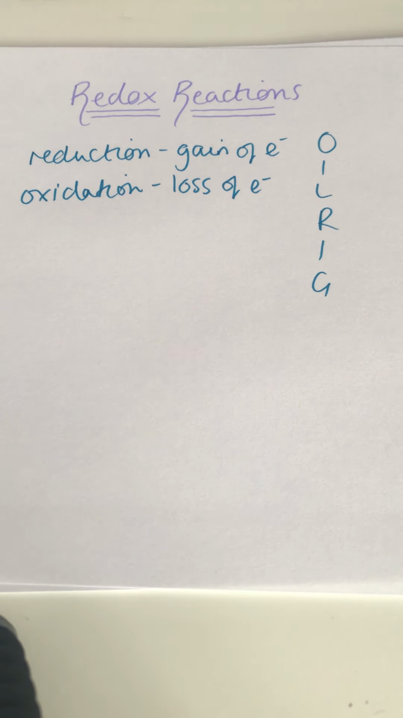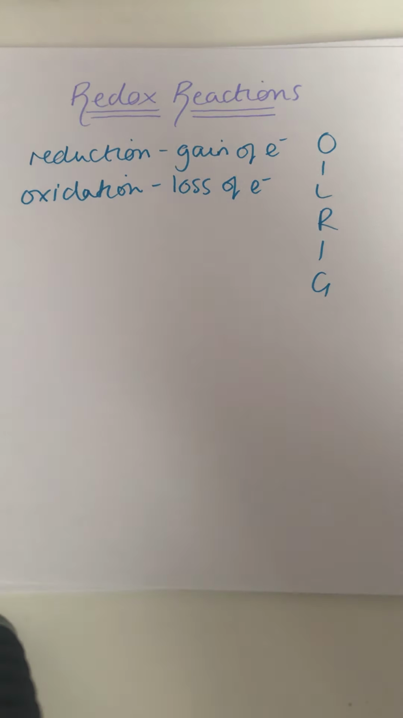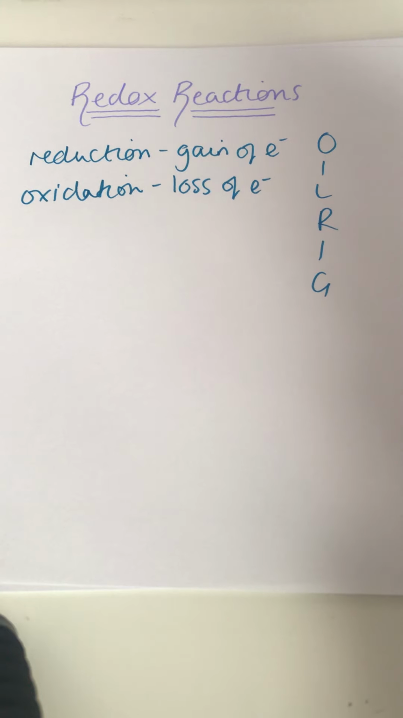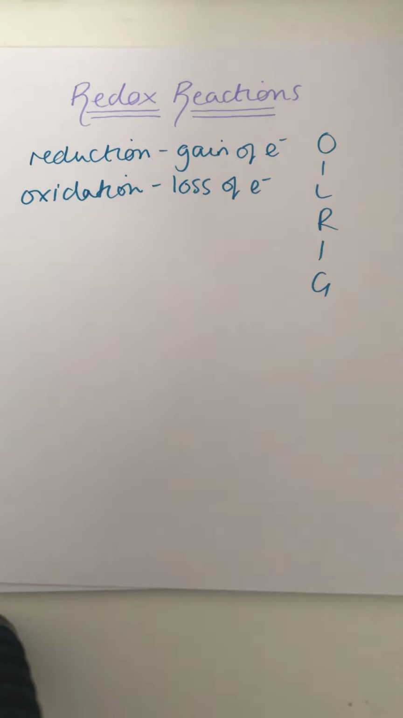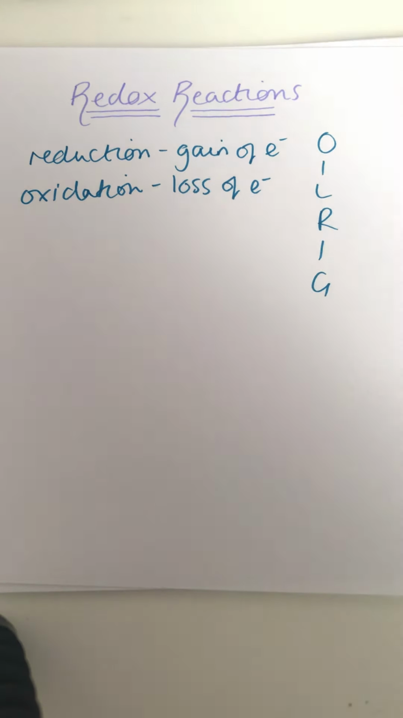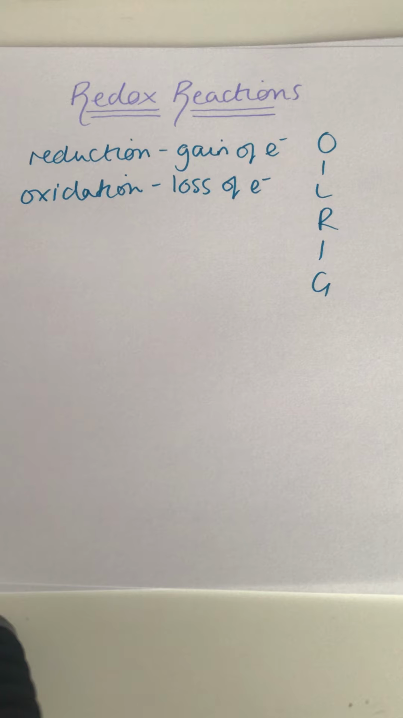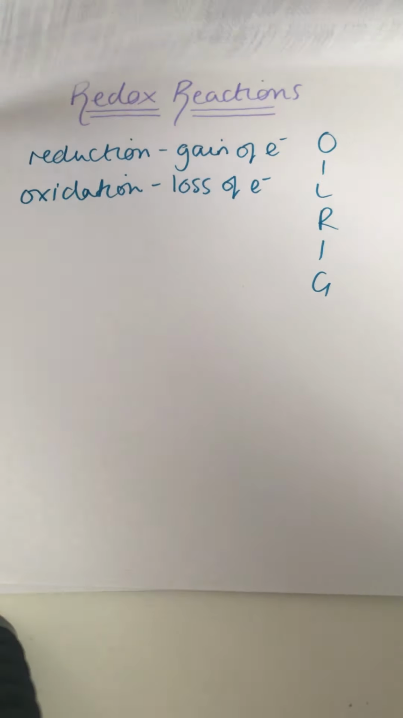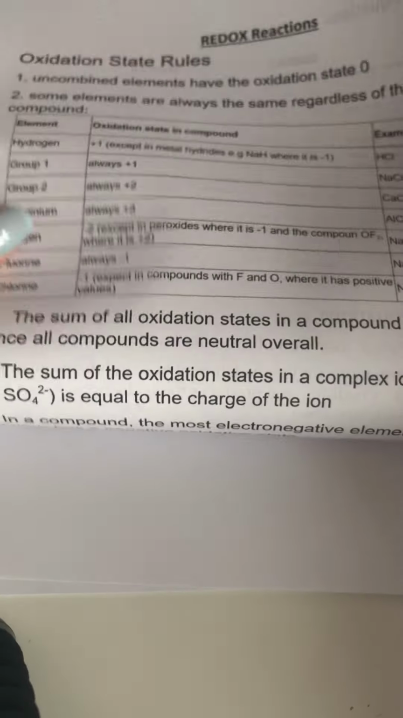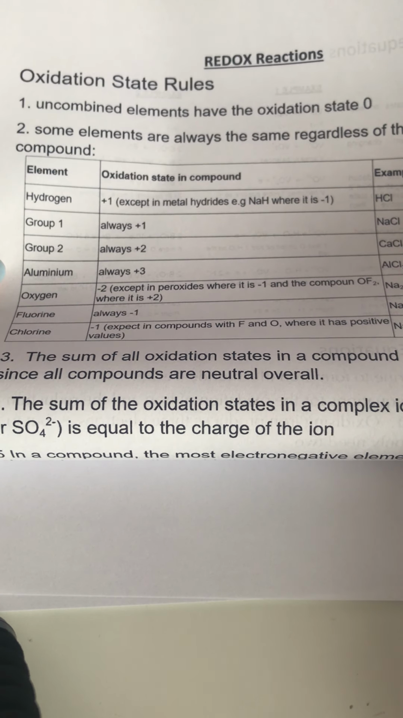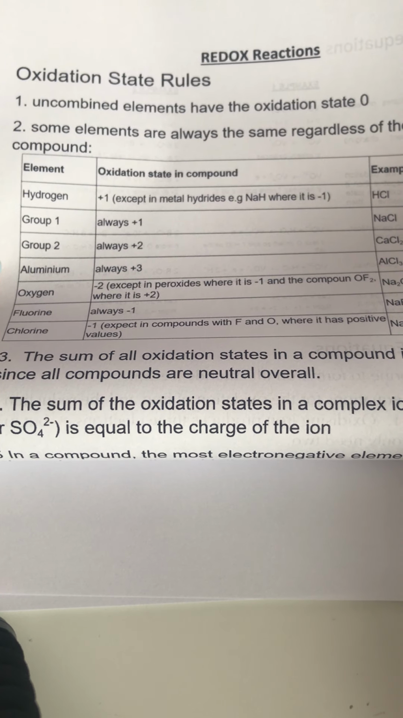Now, any element can be given an oxidation state. If it's an ionic compound, it tells you how many electrons have been lost or gained compared with the element in its uncombined state. In a molecule, it's the distribution of electrons between elements of different electronegativity. Now, there are some given rules to working out oxidation states. For example, we've got the idea that uncombined elements always have the oxidation state of 0.